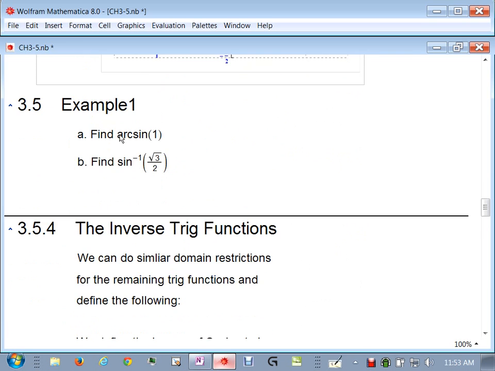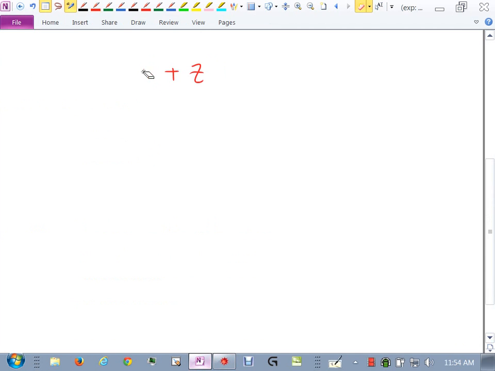All right, so let's find a couple of these here. The way the notes will work, I'll work through these things just like this. And when it comes to an example, I'll switch over to this, and I will work it. So I'm going to do 3.5, example 1. Okay, part A. I want to find the arc sine of 1.